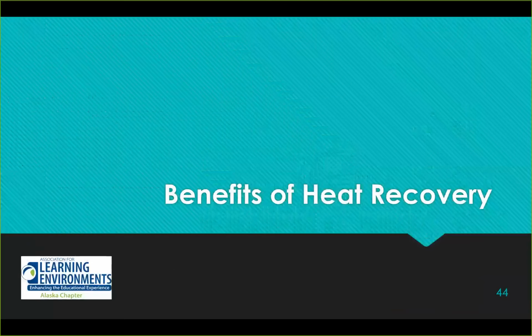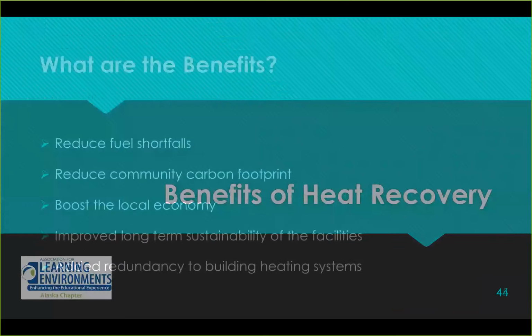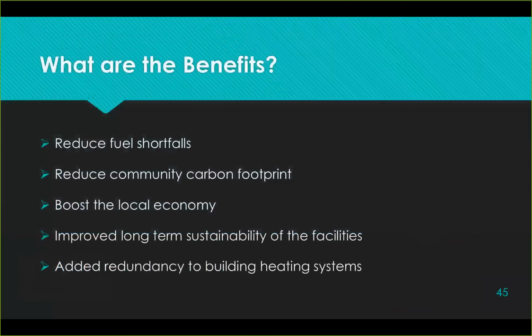So the benefits of heat recovery. What are the benefits of heat recovery? Reducing fuel shortfalls, reducing community carbon footprint, it boosts the local economy, it can improve long-term sustainability of facilities. And there's the added redundancy to building heating systems, knowing that if your boiler or your heating system fails in rural Alaska, you have an alternate system that could keep other substantial damage from happening in that building, in that facility.